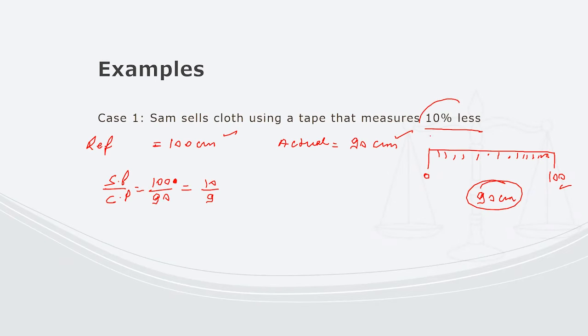Intuitively, what was our task? What was our understanding? That it might be 10%. It is not 10%. It is 10 by 9 as the ratio of selling price by cost price, and the profit percentage in this transaction will be 11.11%.